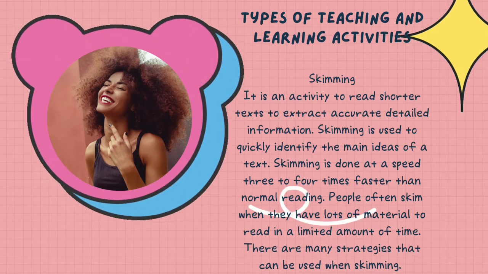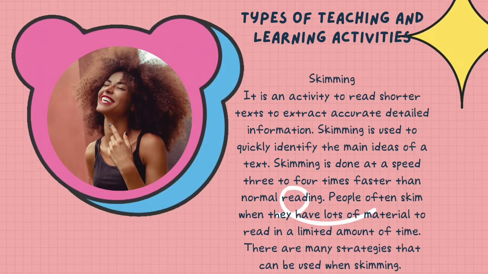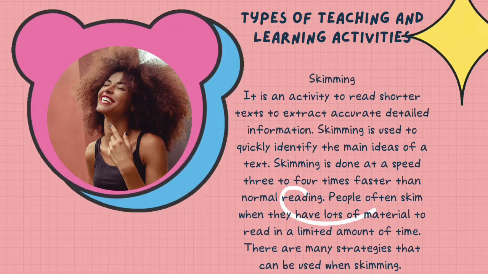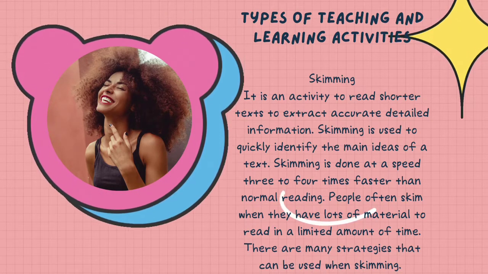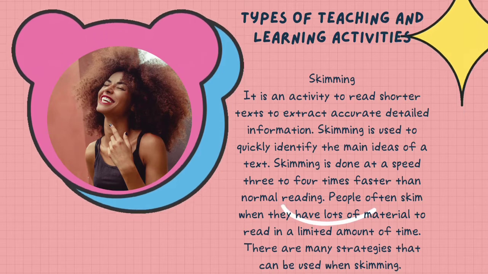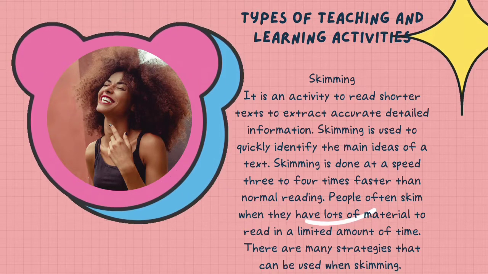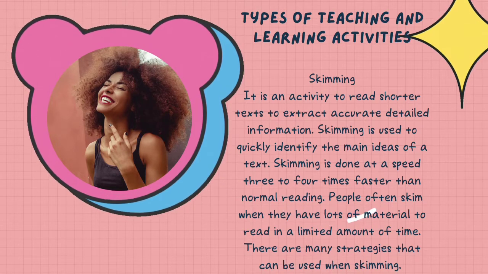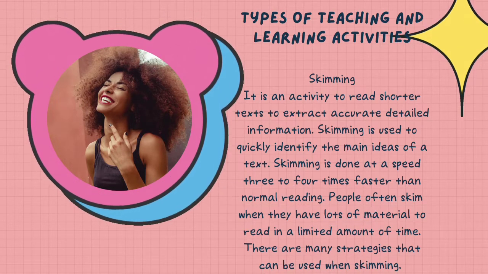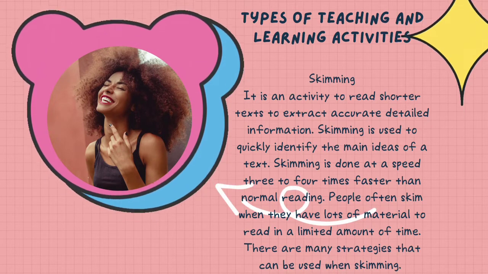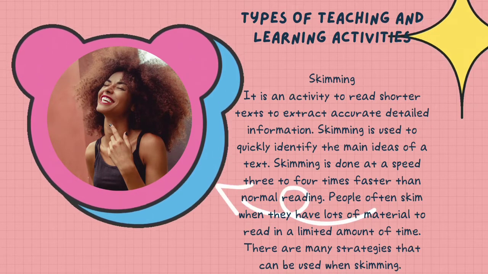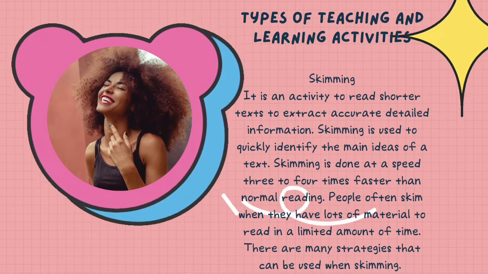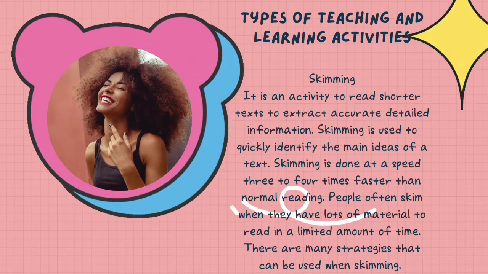The types of teaching and learning activities. The first is skimming. It is an activity to read shorter text to extract accurate, detailed information. Skimming is used to quickly identify the main ideas of a text. Skimming is done at a speed 3 to 4 times faster than normal reading. People often skim when they have lots of material to read in a limited amount of time, and there are many strategies that can be used when skimming.